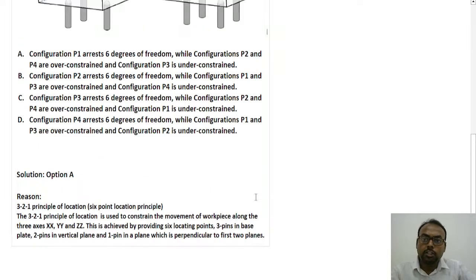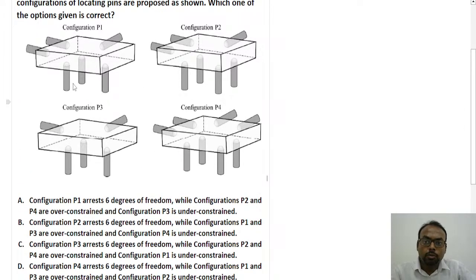In your first figure, we are using 3 pins at the base. In the second figure, we are using 4 pins at the base. In the third figure also, we are using 3 pins. In the fourth figure, we are using 4 pins. So there are two figures in which we are using three pins. That's why we can say that either configuration P1 or configuration P2 will be right for constraining the 6 degrees of freedom.